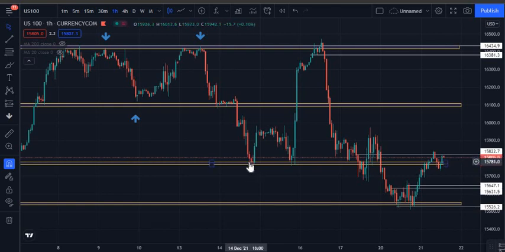Creating a low of that previous day, the low of the 14th, right? So as you can see, price got to this level, rejected the zone and pushed upside, and played in our middle zone, right?